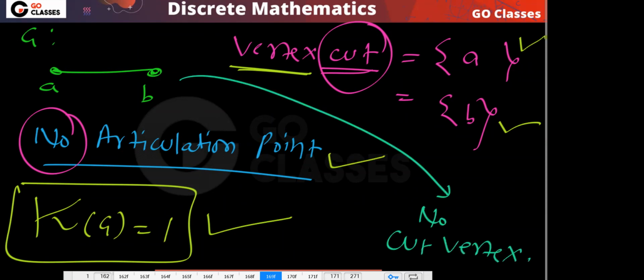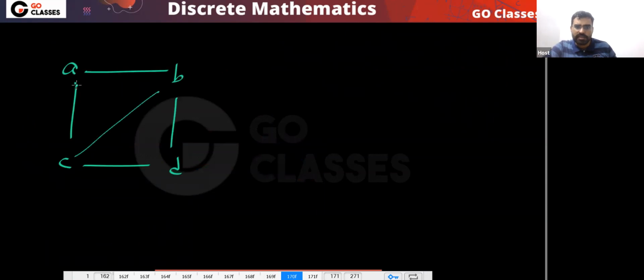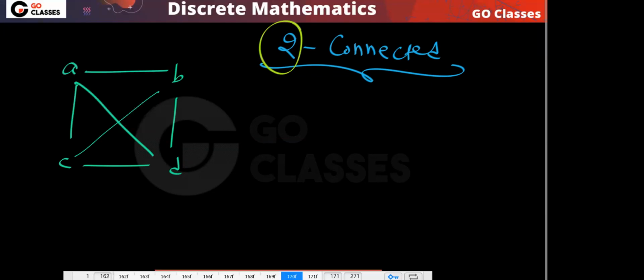What is a K connected graph? Very simple. If I give you this graph, A, B, C, D, this graph is 2 connected. Why is this graph 2 connected? 2 connected means a single vertex cannot disconnect it. See, a single vertex cannot disconnect it. So this is 2 connected.